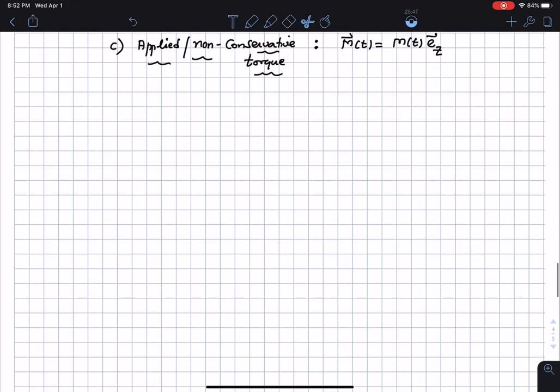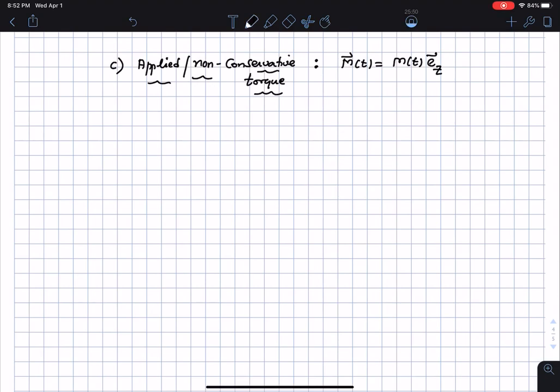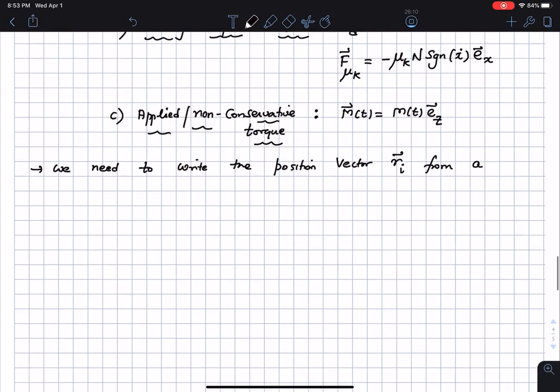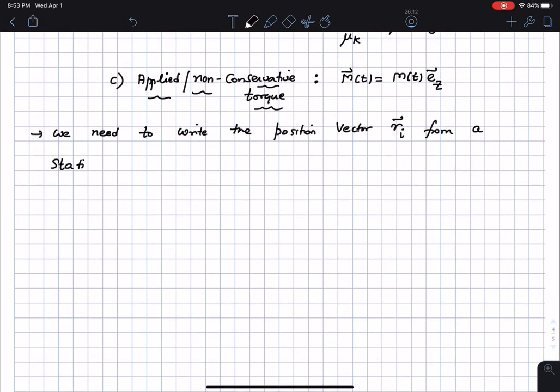Okay, then what we need to do is the following. We need to next write the position vector Ri from a stationary observer to the points on the body where the forces are acting.